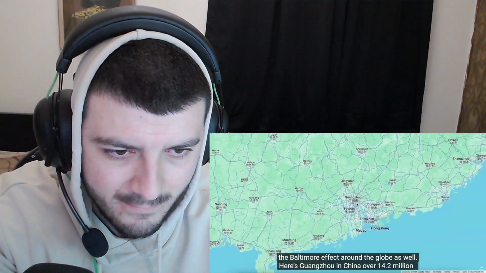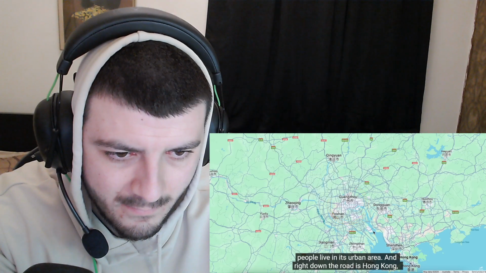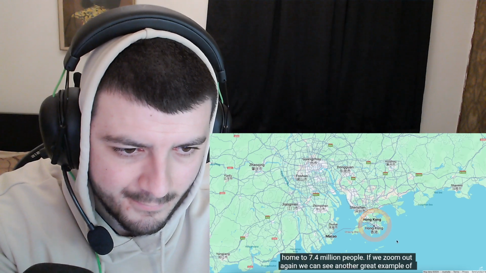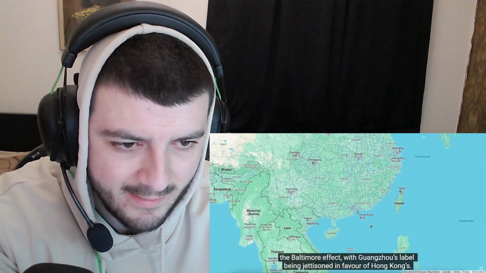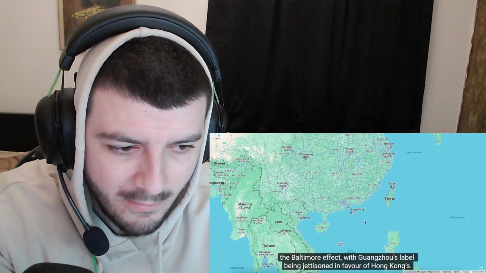Here's Guangzhou in China. Over 14.2 million people live in its urban area. And right down the road is Hong Kong, home to 7.4 million people. If we zoom out again, we can see another great example of that is hidden, and you just see Hong Kong. Guangzhou's label being jettisoned in favor of Hong Kong's. Wow, Hong Kong is a country I do want to visit, bro.